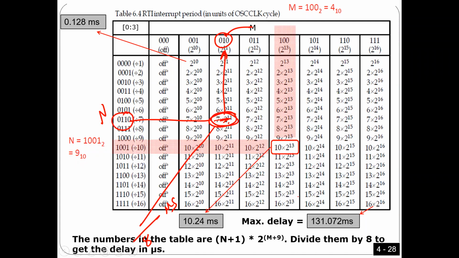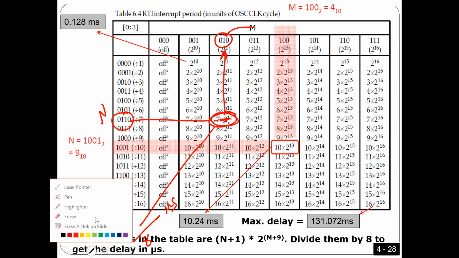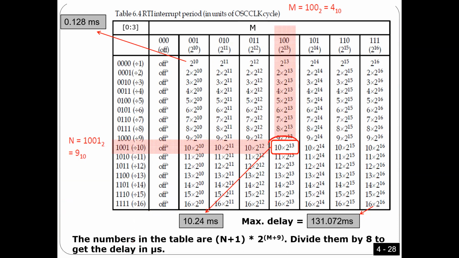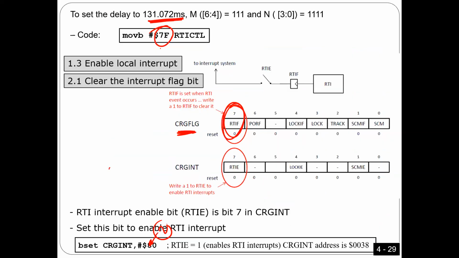Let's have another example here, because most of the time we're going to use either this one or this one. For example, let's use this one. For this one, I told you the number is 7F. So if you want to program it to have a delay, you can have an interrupt every 131 milliseconds. So you have to put 7F here.